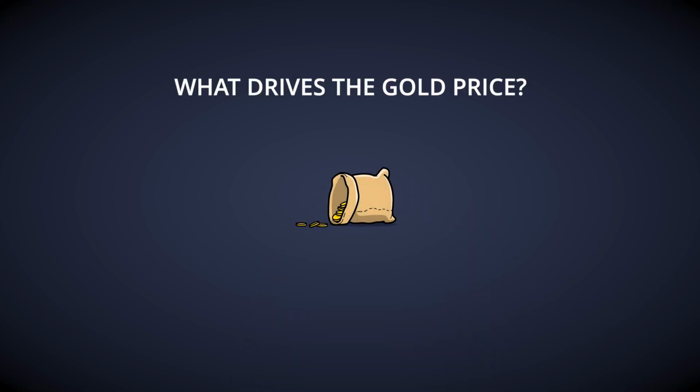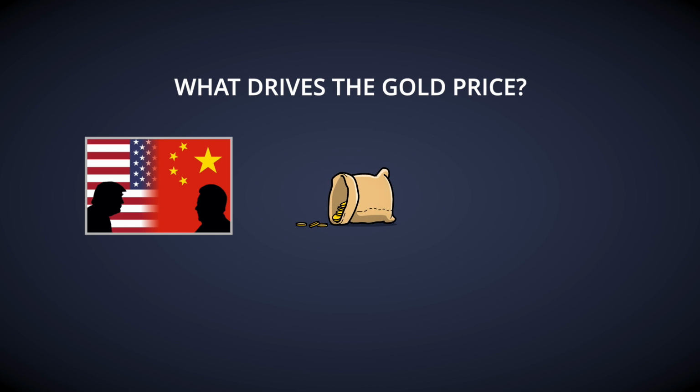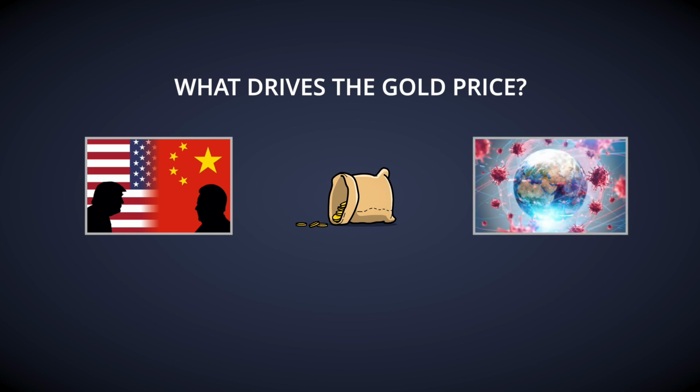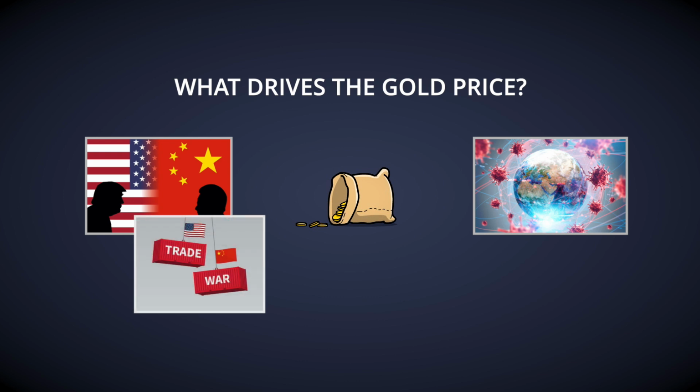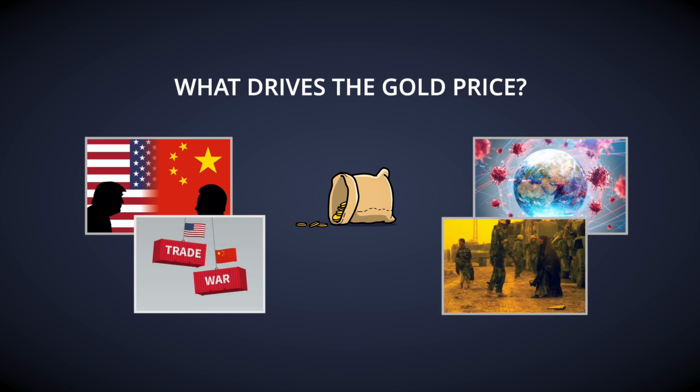What drives the gold price? You must have heard that gold is a safe haven. You may think that the recent escalation of tension between the US and China is the invisible hand that skyrocketed the gold price. You saw the gold price shooting up when there was a pandemic outbreak, when there was trade tension, or when the US started the invasion of Iraq.